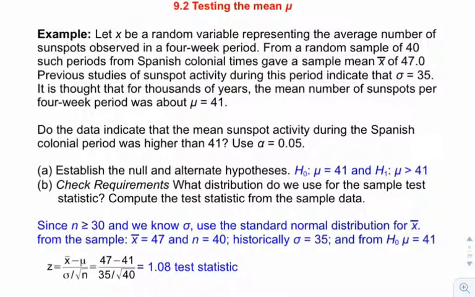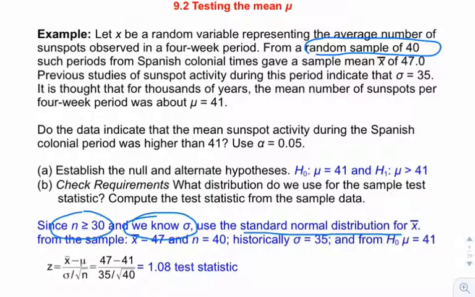So we're going to check our requirements to see whether we're going to use z or t for our test statistic. Well, we had a sample of 40 periods. So n equals 40, that is larger than 30, so we know that x bar is normally distributed. We also know sigma. So we're going to use the normal distribution for x bar. Okay, so we had a large sample size, and we know sigma, so then we're going to use the standard normal distribution. So our test statistic will be a z-value.